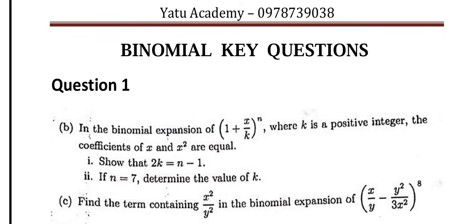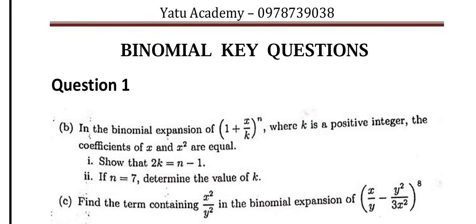So question 1 simply says, in the binomial expansion (1 + x/k)^n, where k is positive, the coefficients of x and x squared are equal. We need to show that 2k is equal to n minus 1, and when n is equal to 7, we need to determine the value of k.